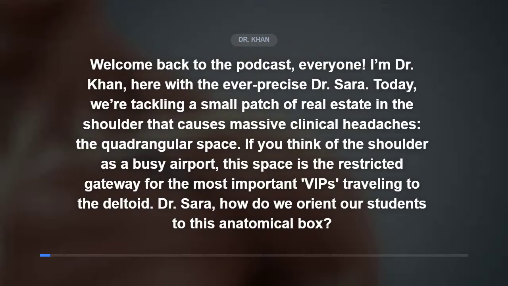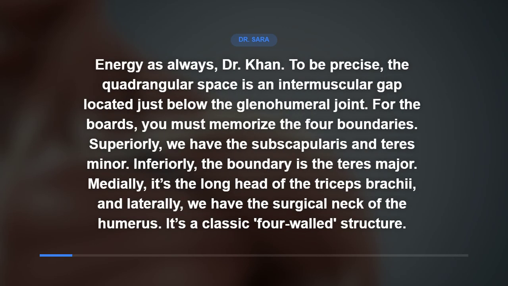Dr. Sara. Today, we're tackling a small patch of real estate in the shoulder that causes massive clinical headaches, the quadrangular space. If you think of the shoulder as a busy airport, this space is the restricted gateway for the most important VIPs traveling to the deltoid. Dr. Sara, how do we orient our students to this anatomical box?